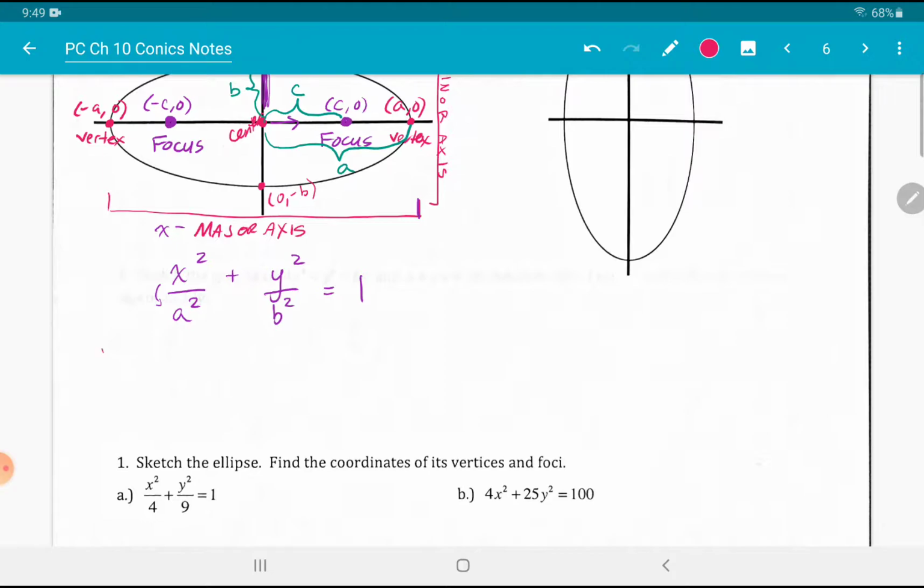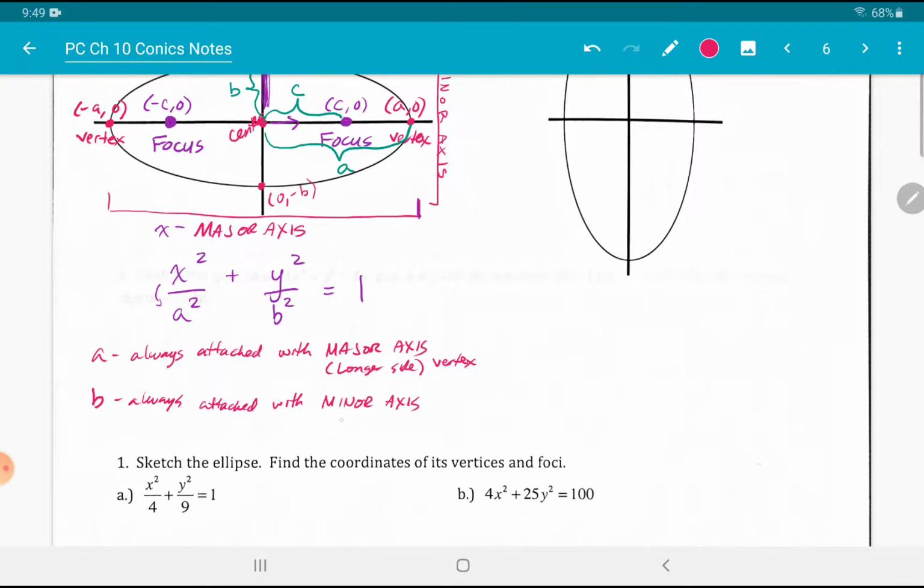Keep in mind that the a is always attached with the major axis, which is the longer side. And we call that the vertex at each of those endpoints. The b value is always attached with the shorter side, with the minor axis. Okay, the shorter side. And we call that the covertex.